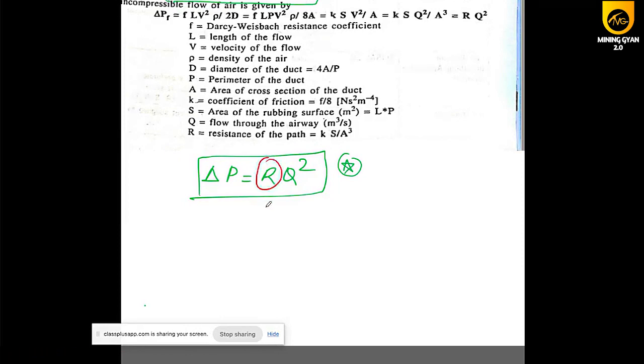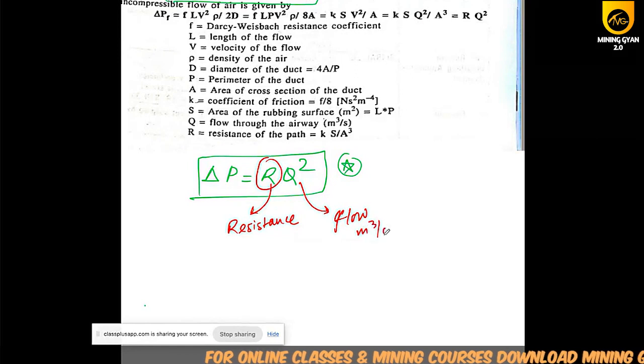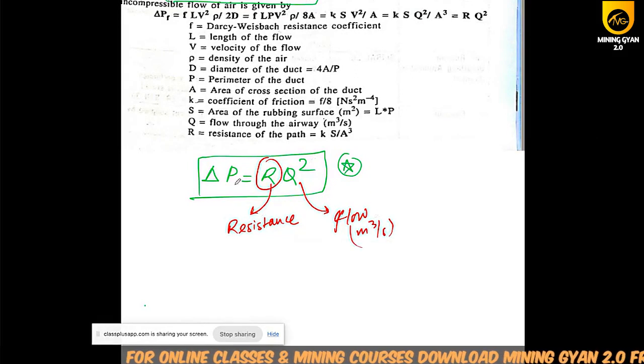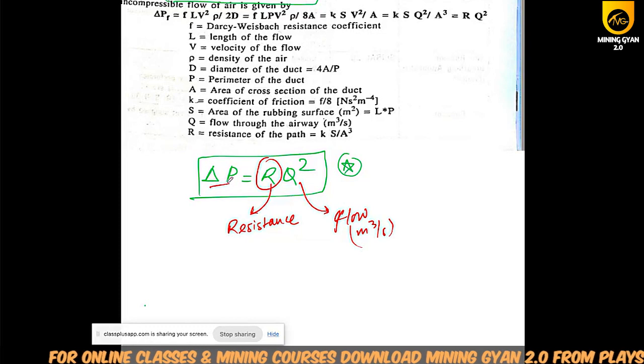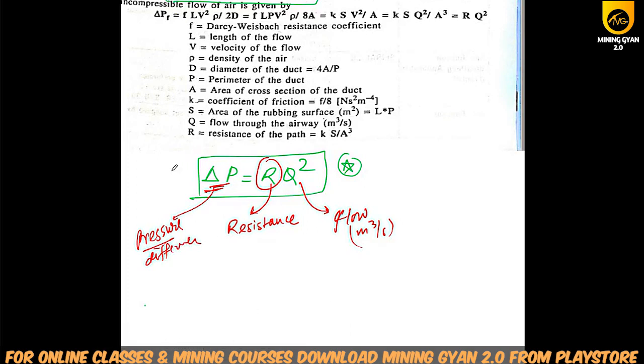So R is the resistance, Q is the flow in meter cube per second, and delta P is the pressure drop, or pressure difference you can also say. So one formula you should remember is this.